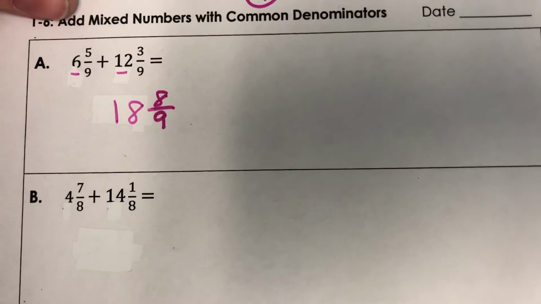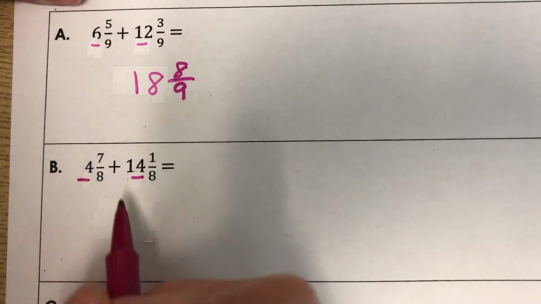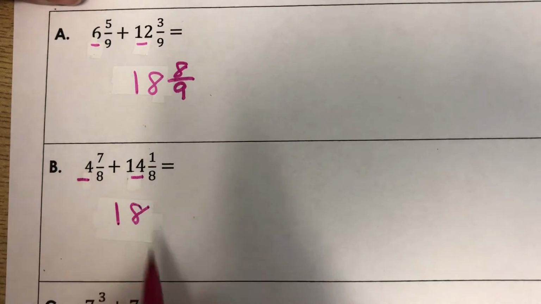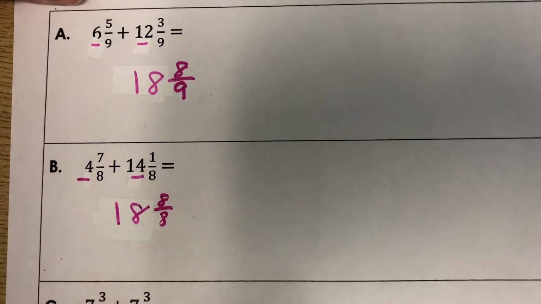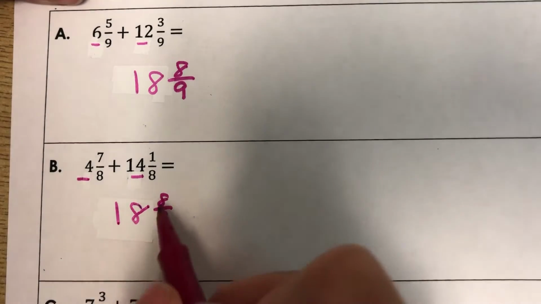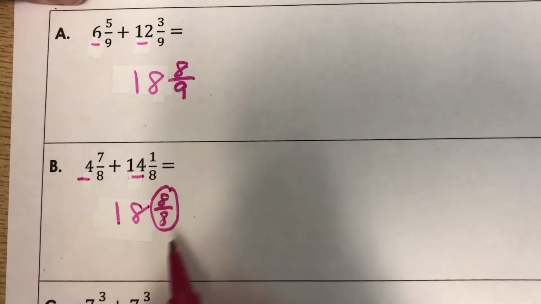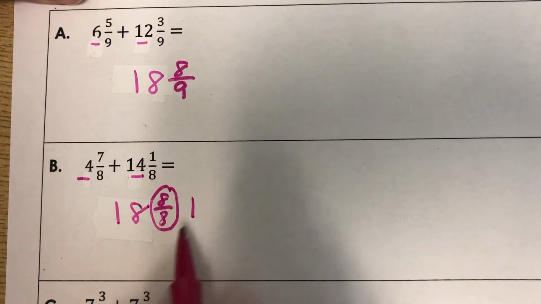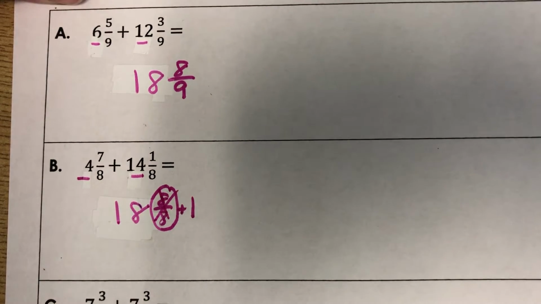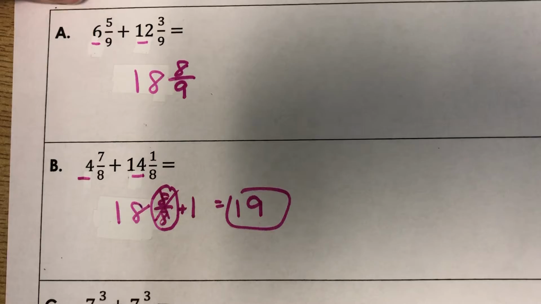All right, for our next one, I have 4 7/8 plus 14 1/8. Common denominator, so we can go ahead and add them. The 4 plus 14, that gives us 18. And 7/8 plus 1/8 is 8/8. Now, even though this is equivalent to the correct answer, this wouldn't be the proper way to say your answer. This wouldn't be simplest form because 8/8 is equivalent to 1, right? So I'm going to change this 8/8 into 1. So there we go. So I have 18 and I have 1. So the 8/8 just became 1, right? And 18 plus 1 means 19. So your answer should be 19 for this one.